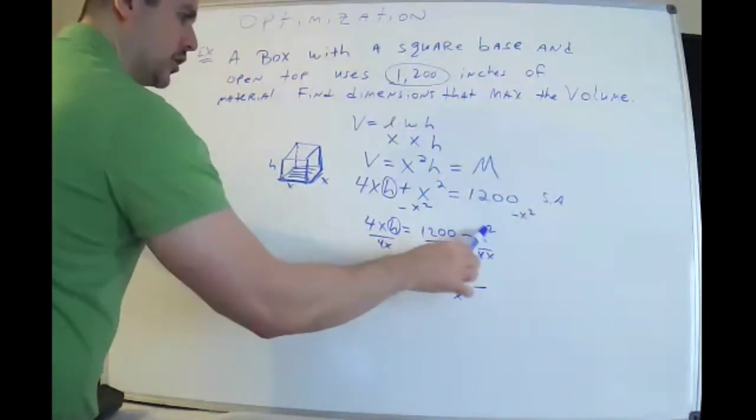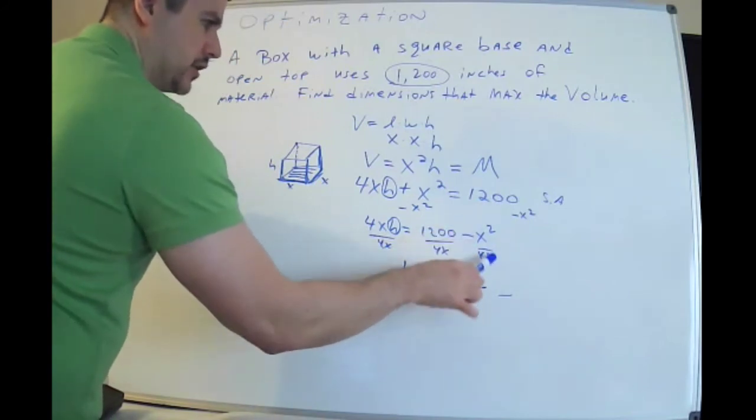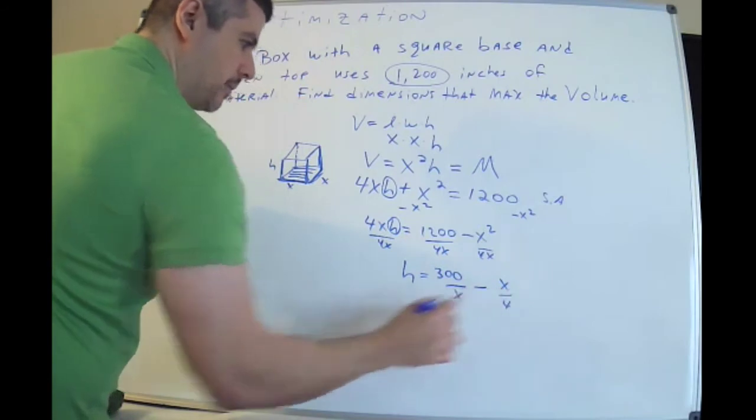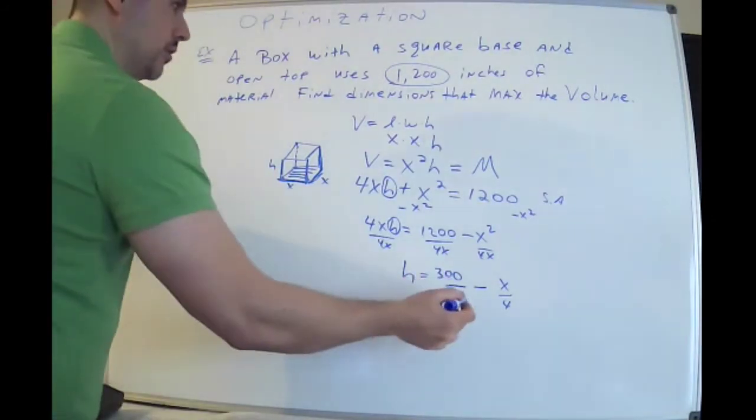Minus, now, I have X squared over X, and I have a 4 on the bottom. I'm going to divide the X squared by X, right? X goes into X squared. You have an X on the top, and you have a 4 on the bottom. This is what H is. And you're thinking, well, I don't want to do it that way. I mean, I could show you another way to do this afterwards. I think this is easier to do.